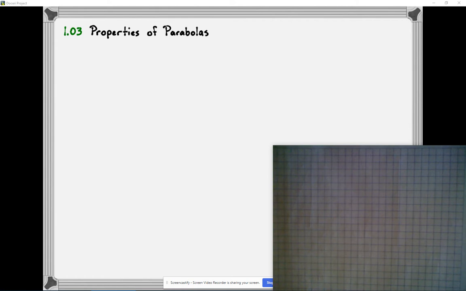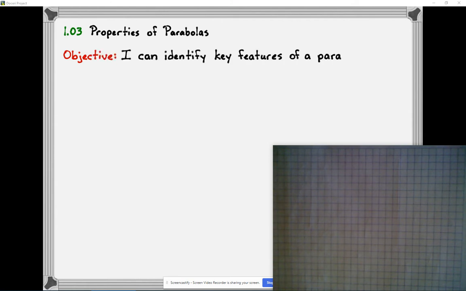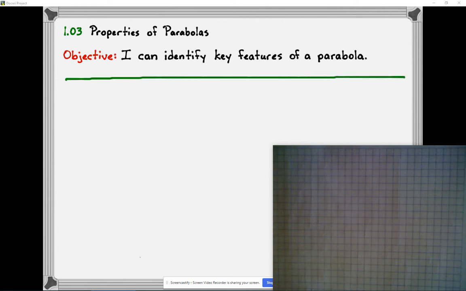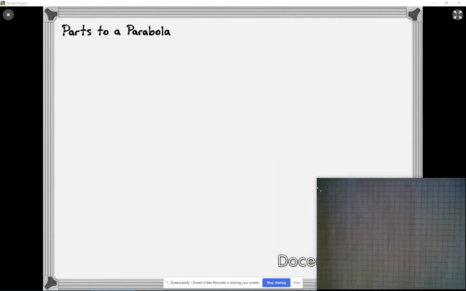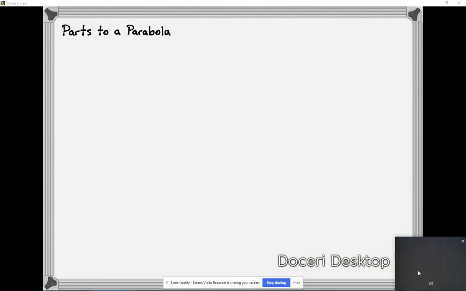Right? It goes from going down to going up or going up to going down. It's got what's called a vertex and different attributes. So with that said, our goal today, our objective, is to identify key features of a parabola, all the different parts of a parabola. So with that said, let's go ahead and get started. Now I'm going to minimize my screen here because we got a lot of information to take notes on. Make sure you're taking good notes.